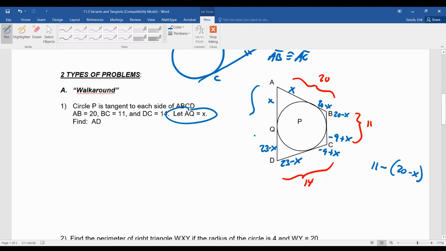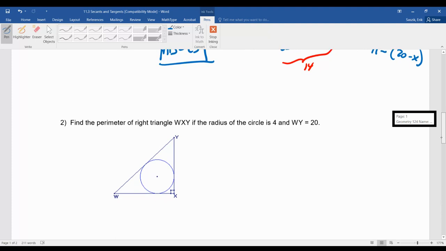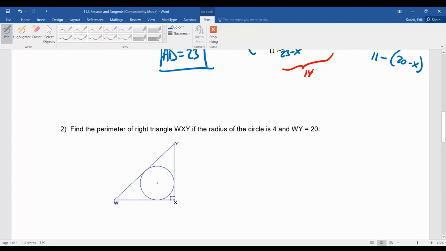Look what happens with this segment. That's what we're asked to find. AD, the x is what? The x's cancel. Now that's one type of walk around problem. We started in one spot and we walked around in one direction. Sometimes you'll start in one spot and walk around in either direction and meet on the opposite side. I'll show you one of those in a moment. But I would like you to see if you can try this one yourself.